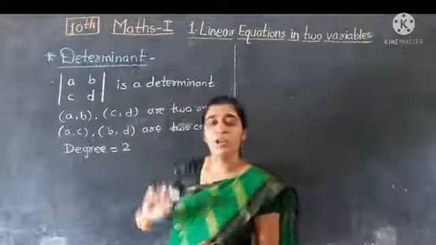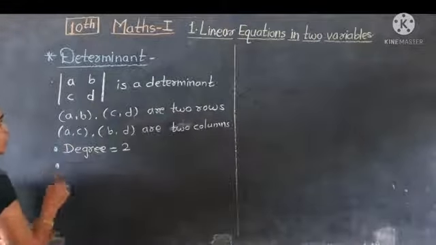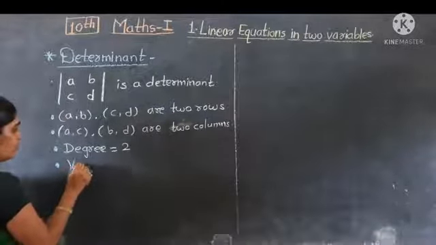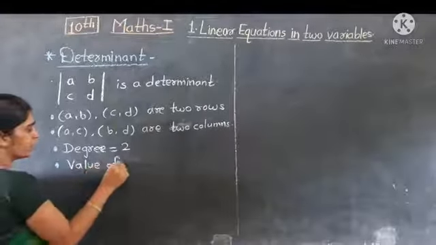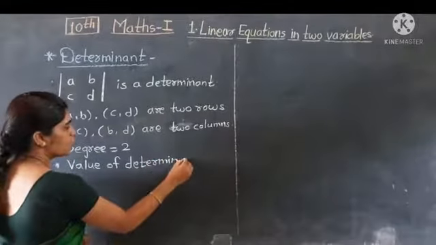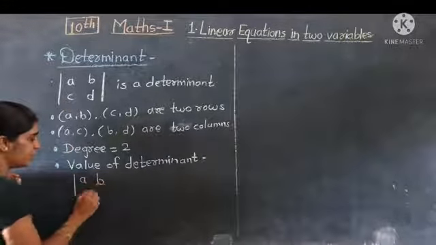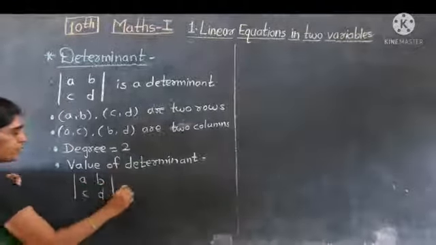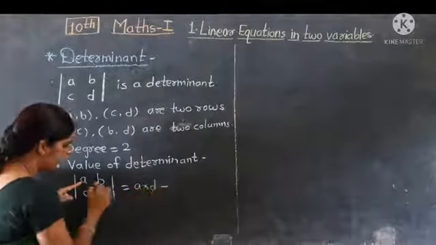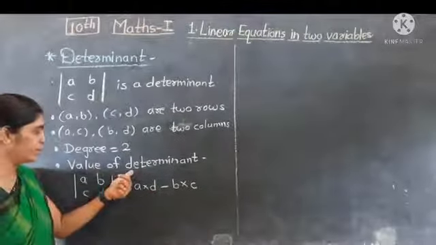Now, how to find the value of this determinant? How is the determinant solved? This is the determinant A, B, C, D. You multiply in this way: A into D minus B into C. This is the value of that determinant.